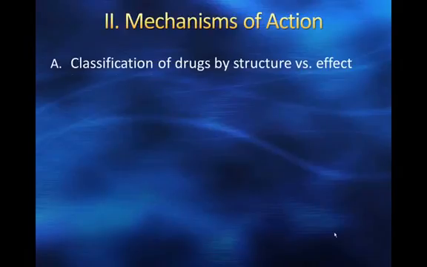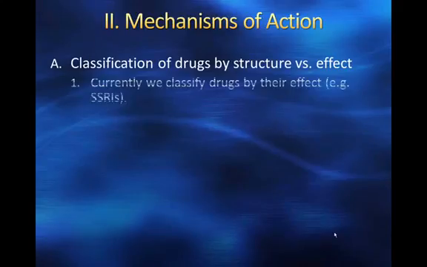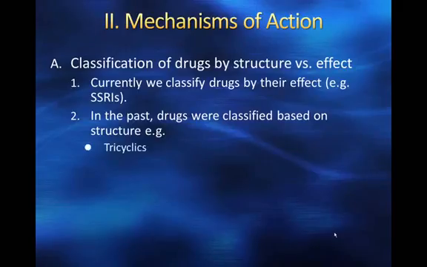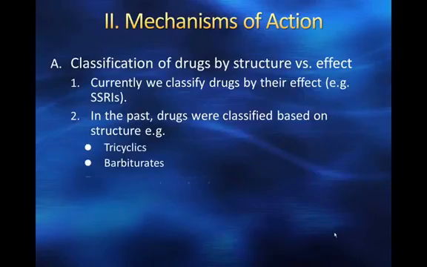So one of the important things to understand about these drugs that we're going to talk about is that they're classified very differently from others we've talked about. Previously, we've talked about drugs as it relates to their action. So, for example, SSRIs affect serotonin, so we talked about them as being selective serotonin reuptake inhibitors. In the past, however, drugs were classified based on structure. So while we currently classify drugs based on their effect, SSRIs, norepinephrine reuptake inhibitors, etc., in the past, drugs were classified based on their structure. We talked about this with tricyclic antidepressants. Barbiturates is another example. And the benzodiazepines.